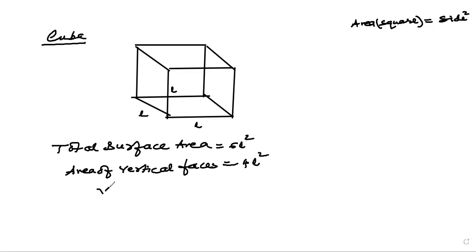Okay. Then what is volume, children? Volume of a cuboid was length into breadth into height. So this will become length into length into length. So what it will be? L cube. I hope everybody's got it, children.